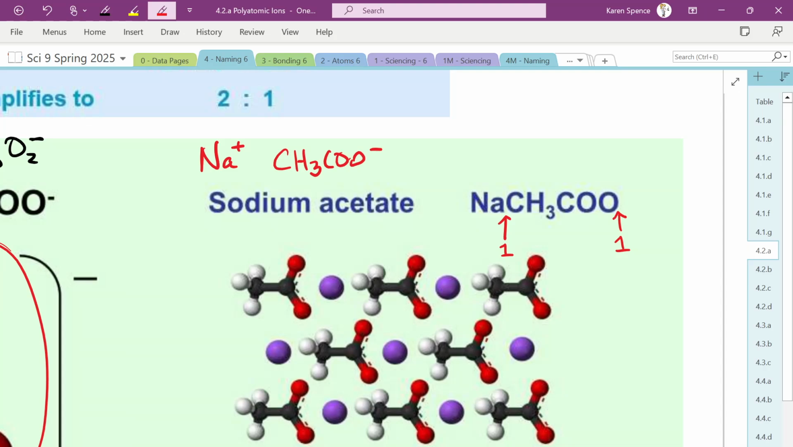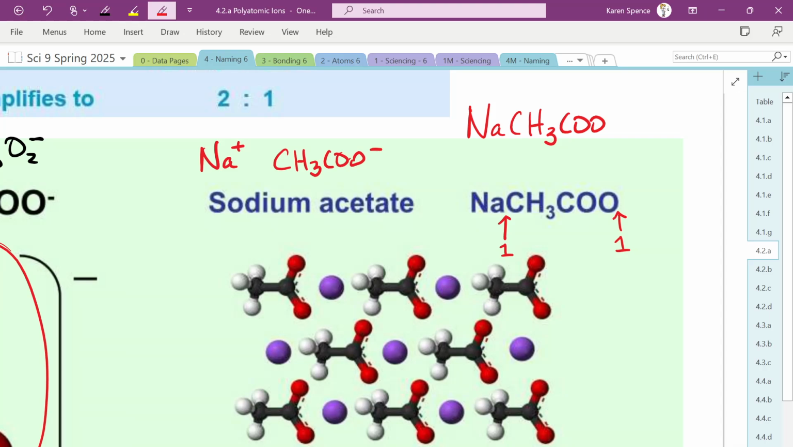Sometimes these formulas can look kind of scary. Like if I didn't tell you this was sodium acetate, you might look at this thing and be like, so many letters. Where do I start? Where do I stop? What's happening?